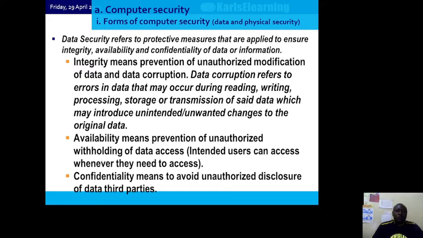Therefore, you need to look at this integrity. What is integrity? Integrity means prevention of unauthorized modification of data and data corruption. Data corruption refers to errors in data that may occur during reading, writing, processing, storage, or transmission of the said data, which may introduce unintended or unwanted changes to the original data.